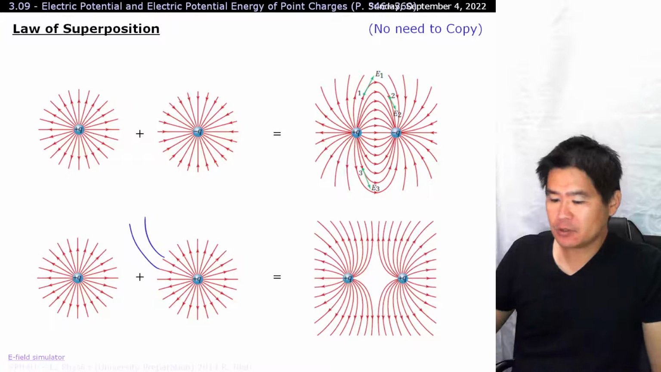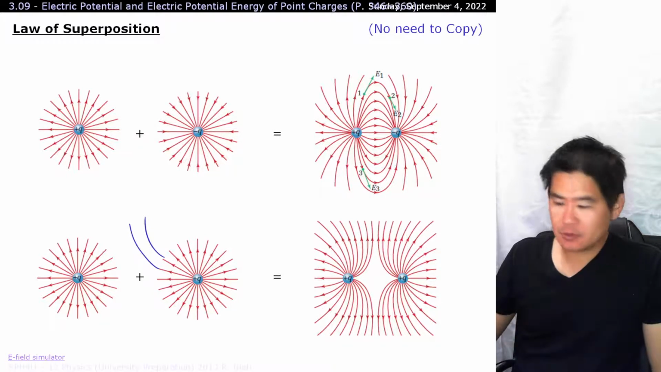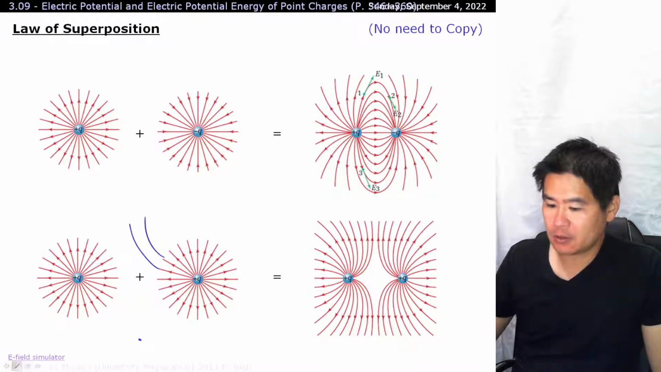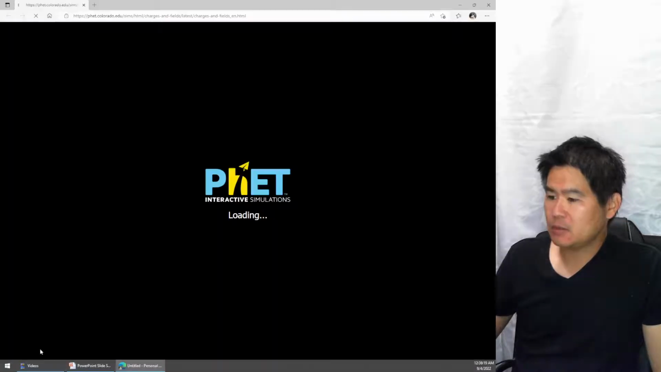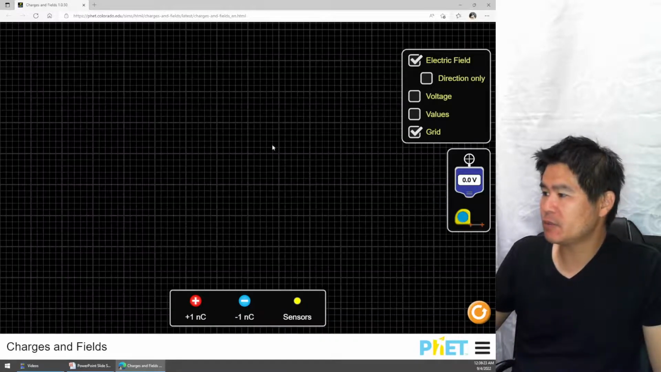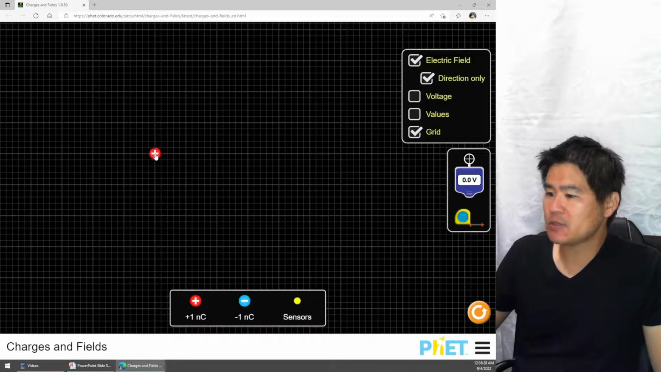And yeah, you could use the E-field simulator if I can activate it. Where's my mouse? Come on. It doesn't like doing that arrow. Okay, you can pull out the E-field simulator and show this stuff over here. You probably want to turn on the grid, and if you want a more consistent E-field map, just do direction only. So let's just resimulate what we've seen earlier.